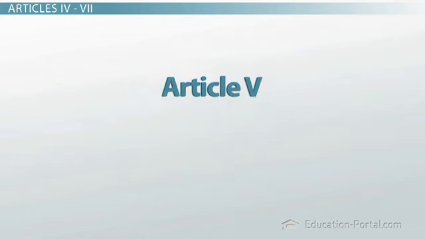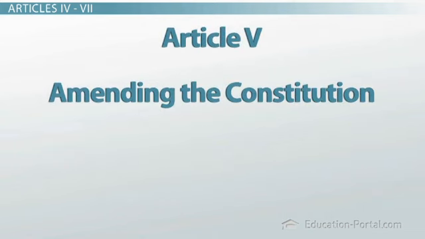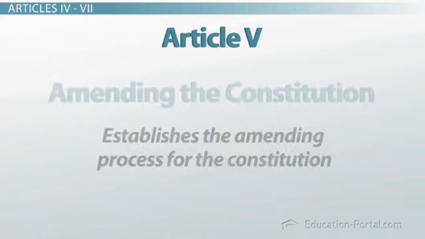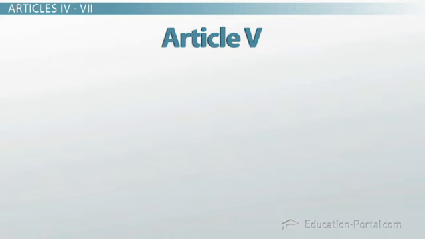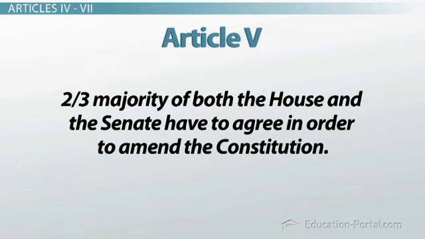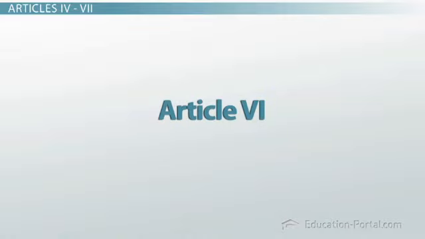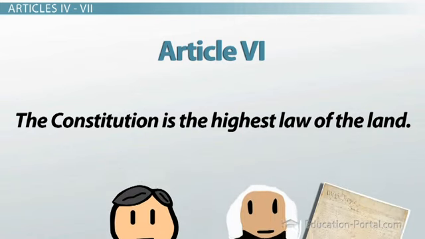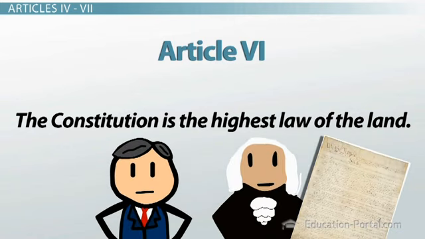Article 5 is all about amending the Constitution. Article 5 establishes the amending process for the Constitution. Article 5 states, like I said earlier, that a two-thirds majority of both the House and the Senate have to agree in order to amend the Constitution. Article 6 says that the Constitution is the highest law of the land. This means that federal and state officers and judges must uphold the Constitution.